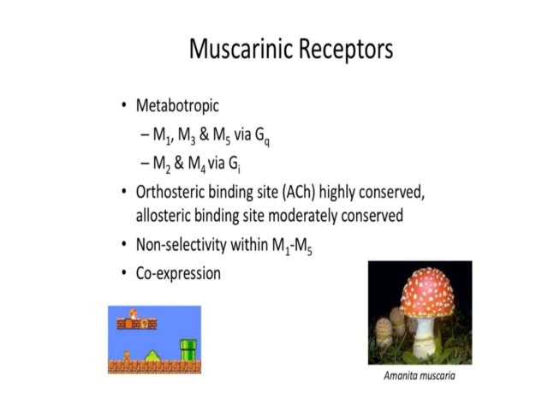Then there are different receptors, M1 to M5 receptors. Generally of our use are M1, M2 and M3 receptors. This muscarinic is obtained from Amanita muscaria.